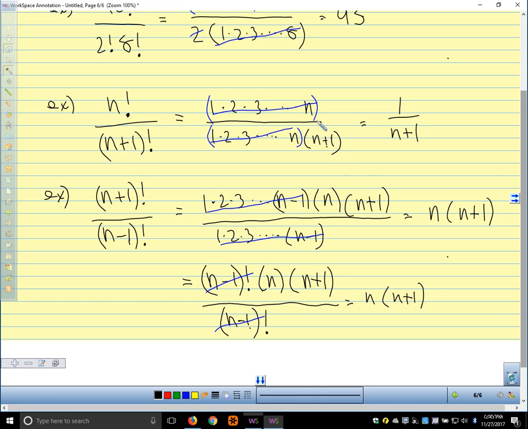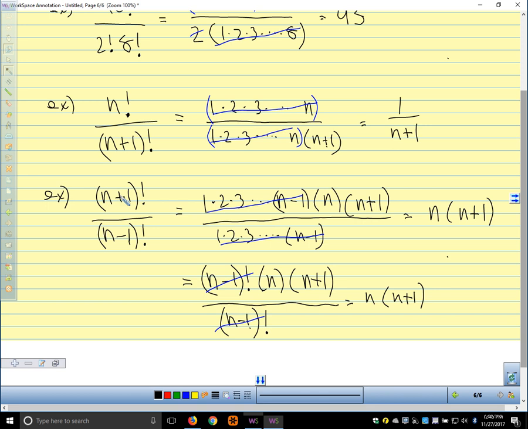Where did you get that times n plus 1? Because n plus 1 factorial is 1 times 2 times 3, dot, dot, dot, all the way to n minus 1. That's this. If I just looked at that part, that's n minus 1 factorial.